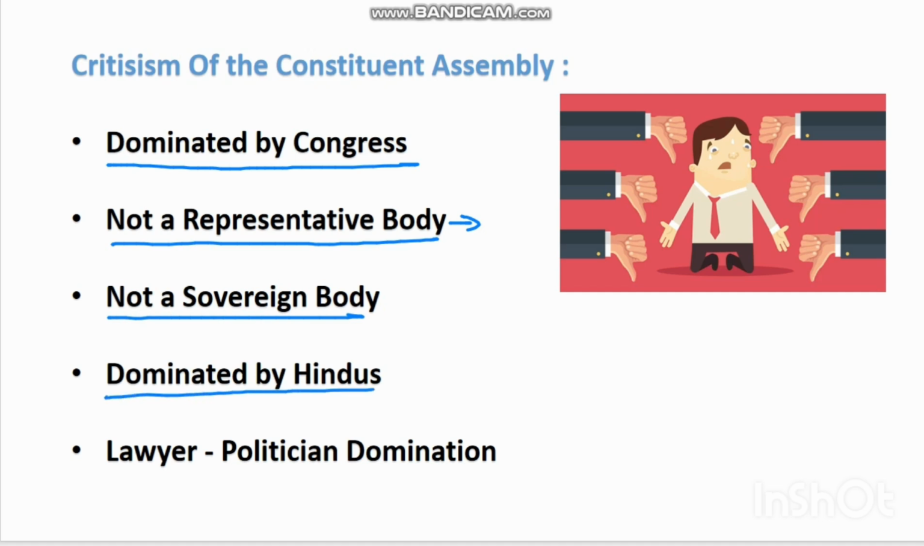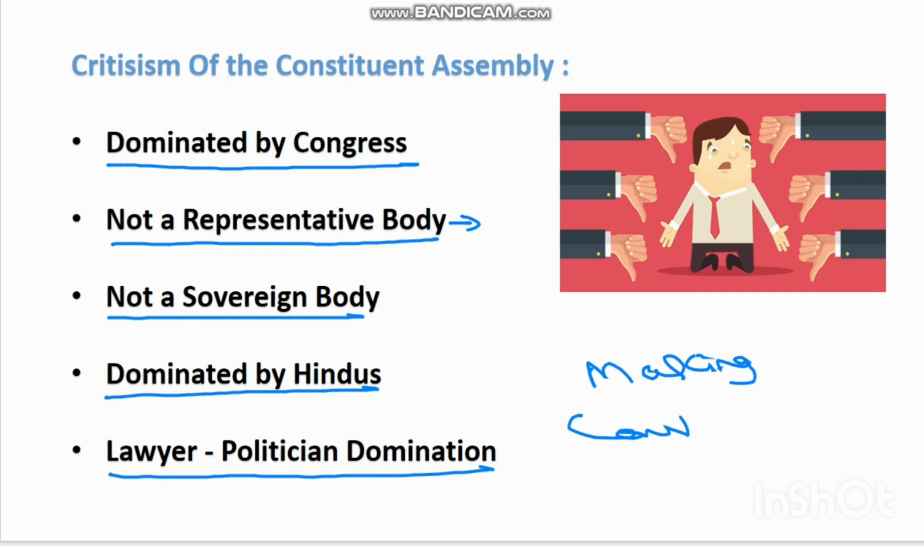It was dominated by Hindus. Some Muslims say that Hindus dominated the Constituent Assembly and all the laws were made according to their will and their benefit. Lawyer-politician domination: many people in our Indian Constituent Assembly were politicians and lawyers. This is what is meant by the making of the constitution. Later we will learn about the preamble.